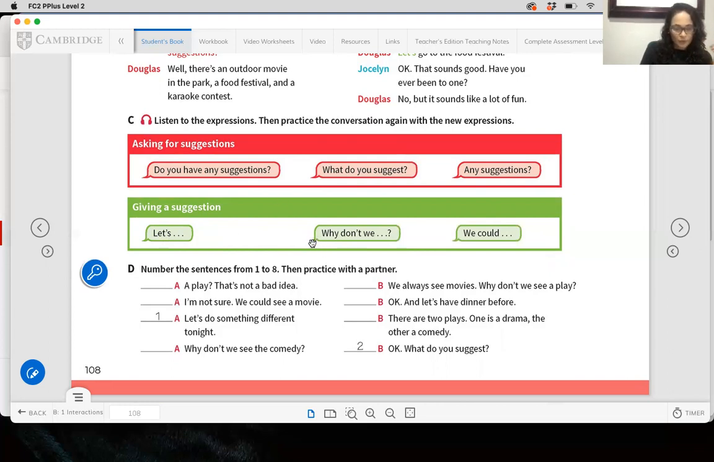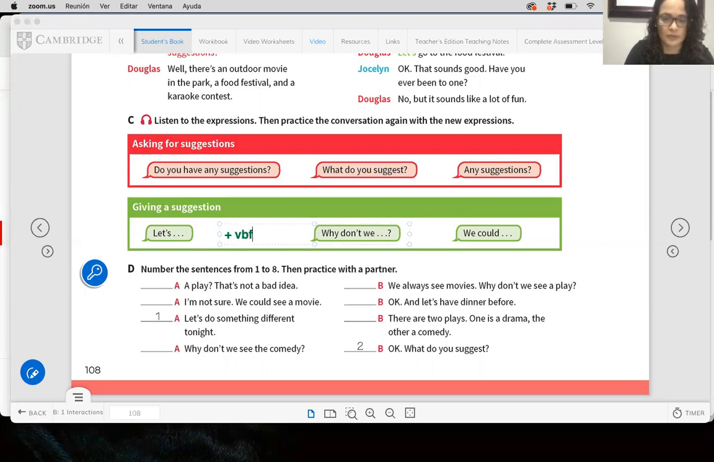Another way of responding to these questions is, why don't we, ¿por qué no hacemos? Why don't we visit the park? Why don't we go to the zoo? Why don't we stay home? And here and here and here, all of the answers are followed by a verb in the base form.